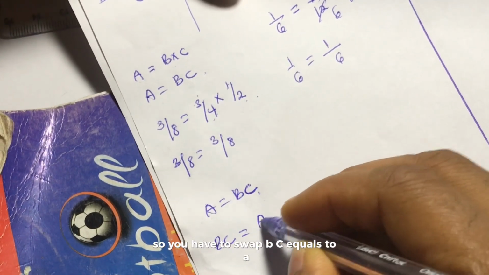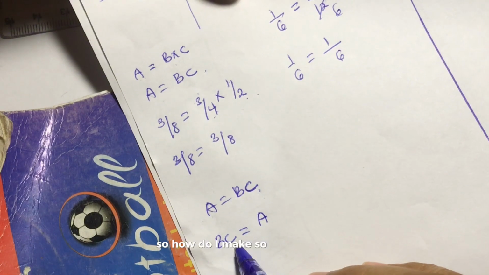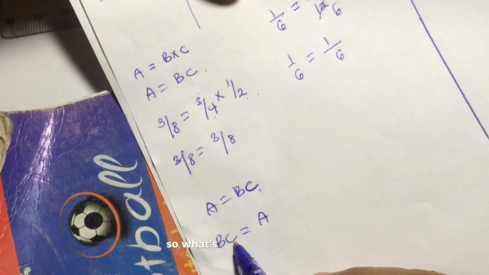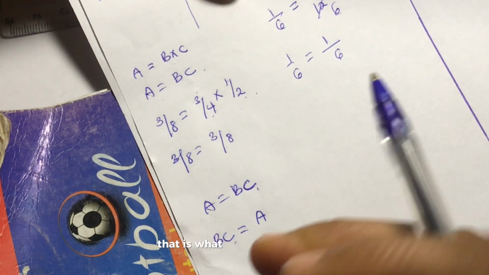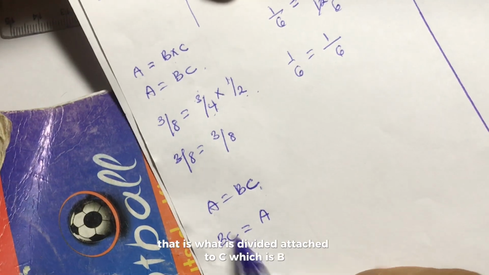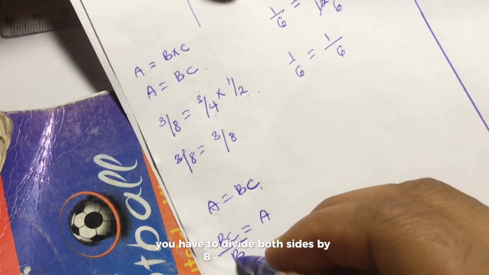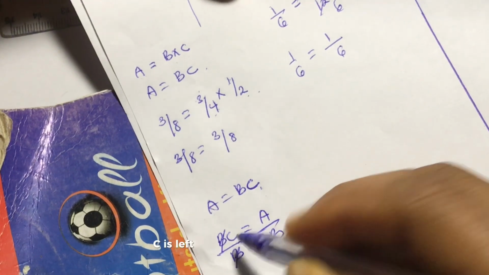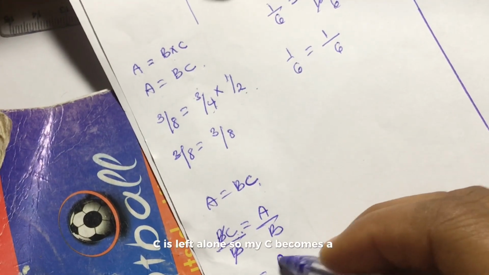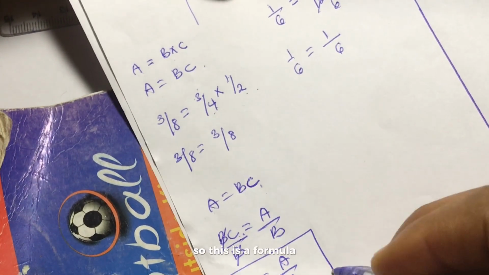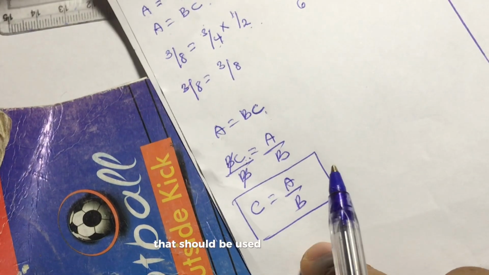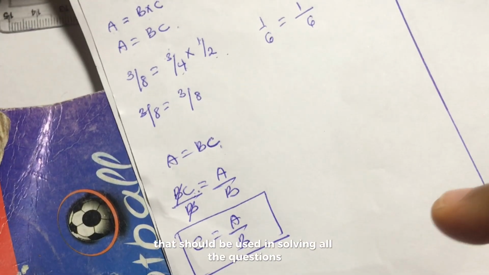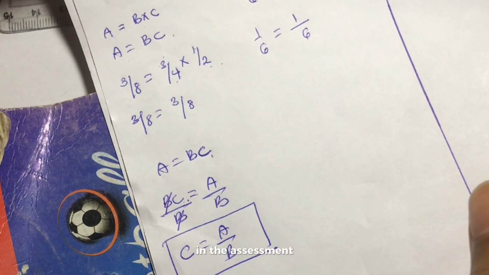BC equals A. So how do I make C the subject of the formula here? What is the coefficient of C? It is B. That is, the value attached to C is B. So I have to divide both sides by B, so that when this B cancels this B, C is left alone. So my C becomes A over B. This is the formula that should be used in solving all the questions in the assessment.